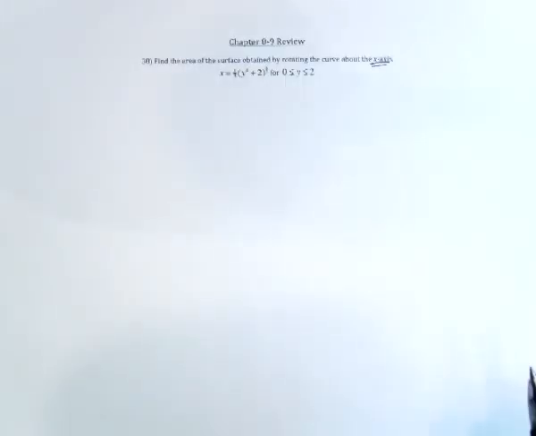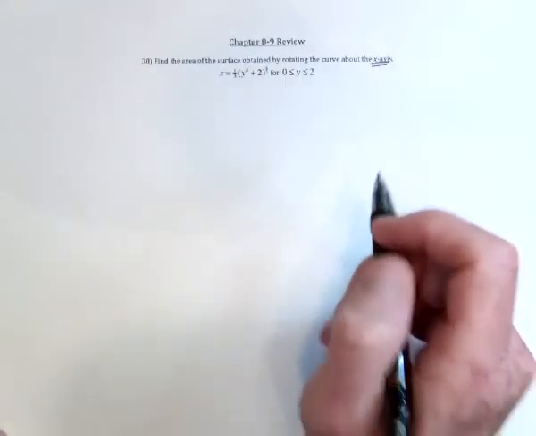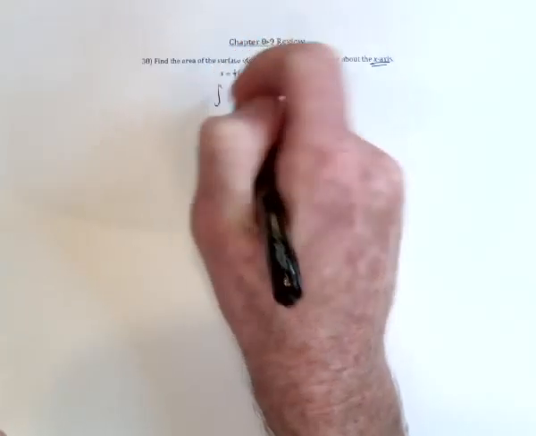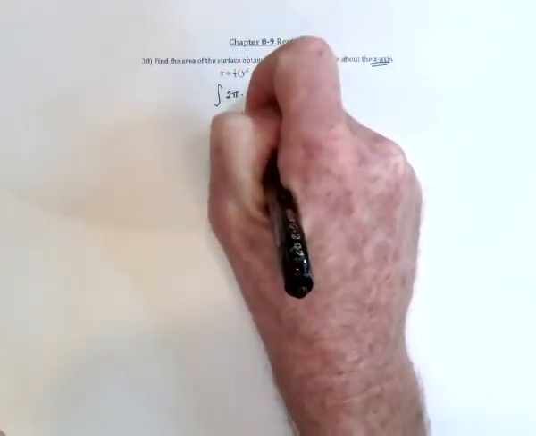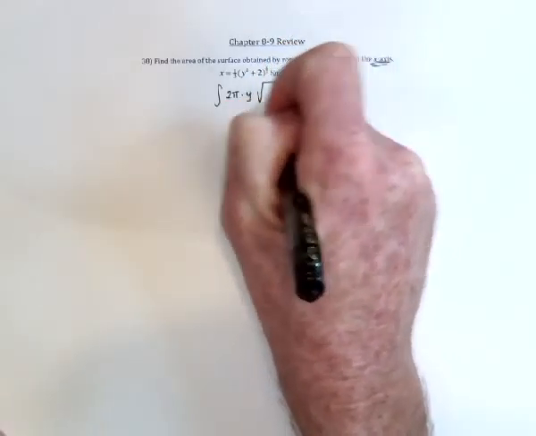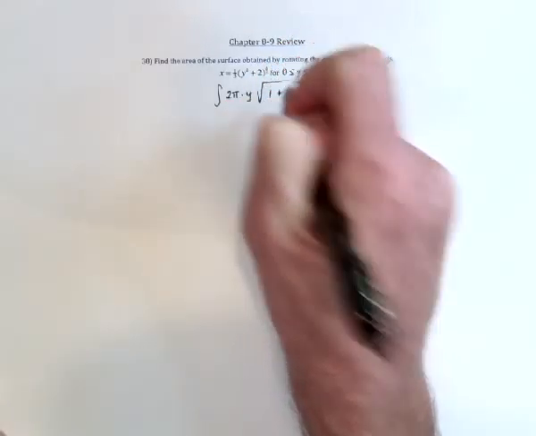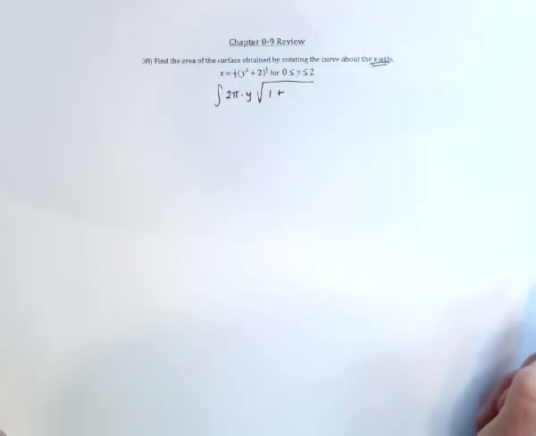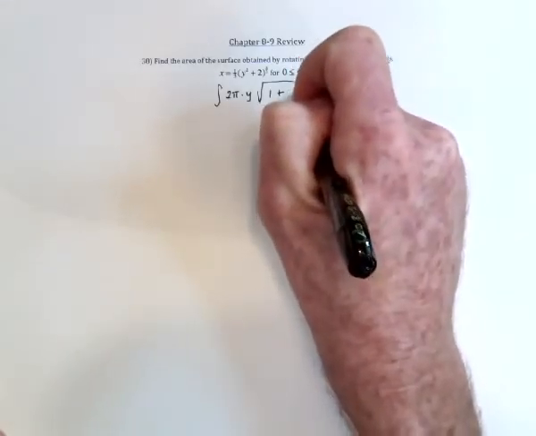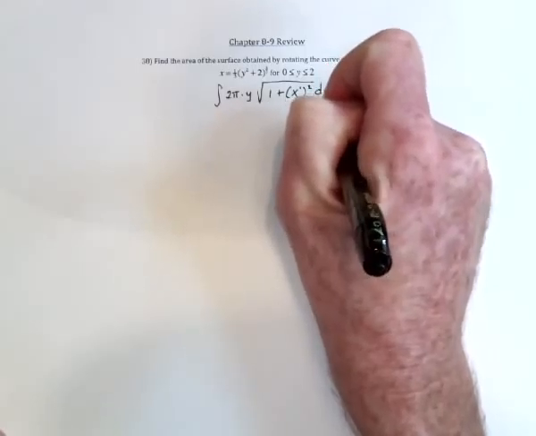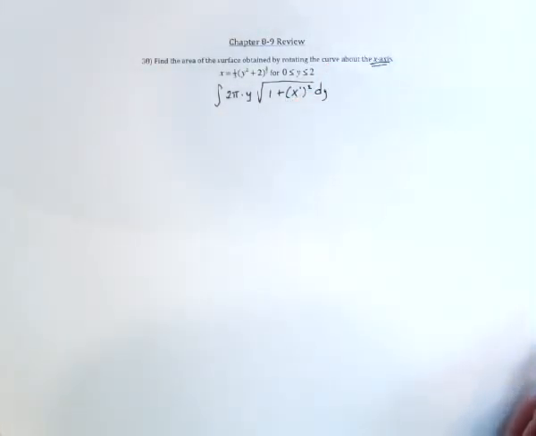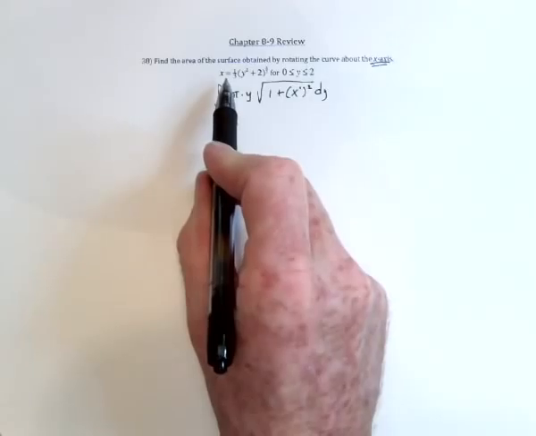So we're going to have integrate 2 pi, the letter y, and then 1 plus the derivative, and the derivative is not y prime because we're switching x's and y's. The derivative is actually x prime squared, and then with respect to y. So we need to know what's x prime over here.